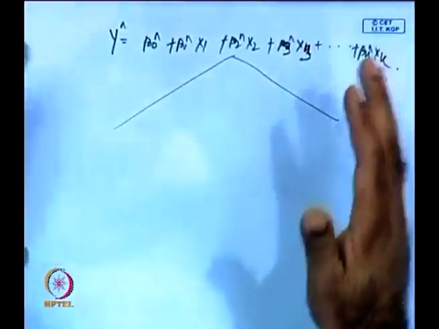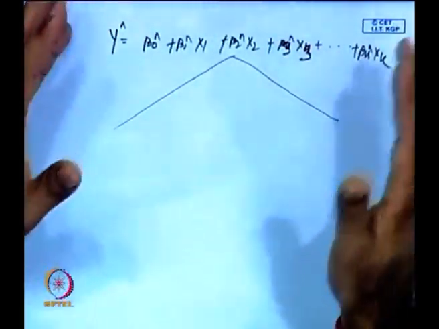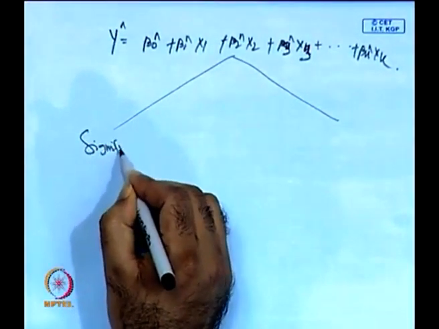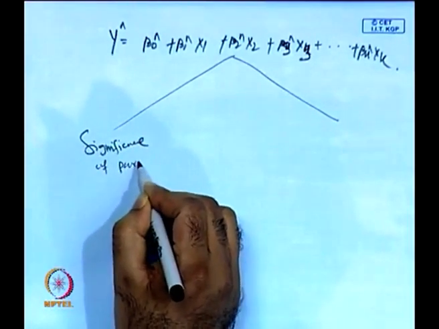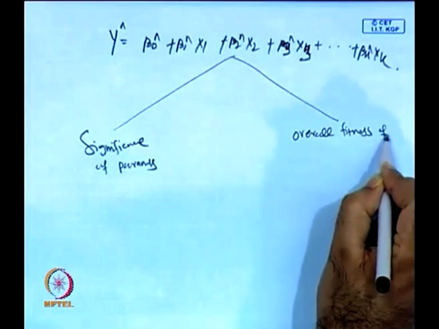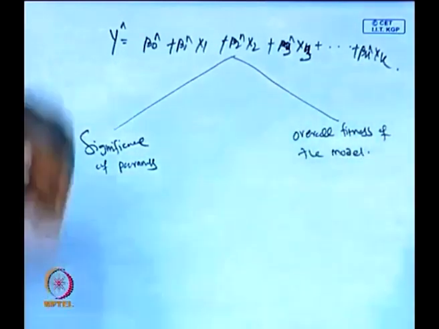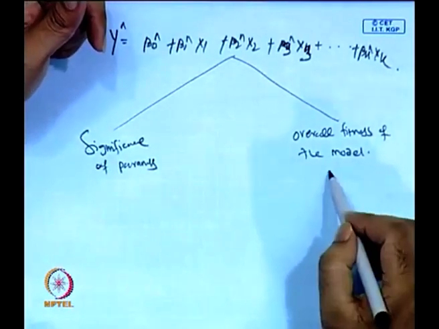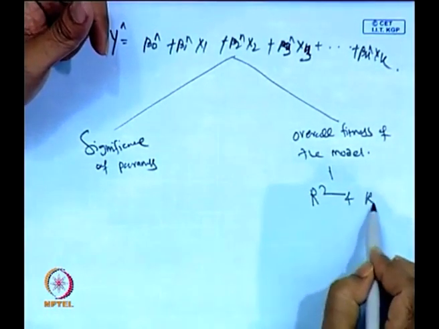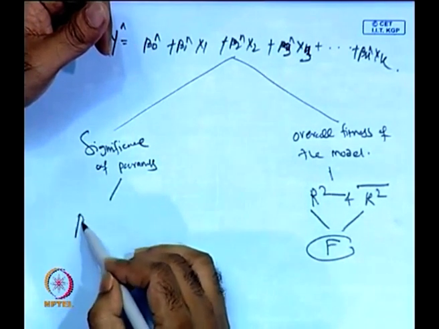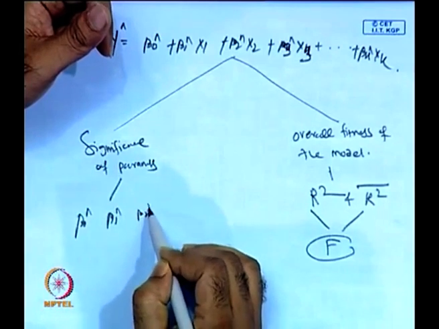Let me first highlight here the practical feasibility of this particular estimated model. So we have two different objectives here, once we have the estimated model. The first objective is to know the significance of the parameters, okay, and the second is the overall fitness of the model. First is the significance of parameters, and second is the overall fitness of the model. Overall fitness of the model, of course, depends upon R square and adjusted R square, and it is followed by the F statistic. The significance of parameters means all beta 0 head, beta 1 head, beta 2 head, up to beta k head.